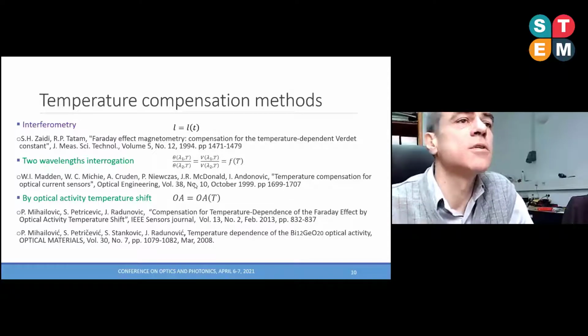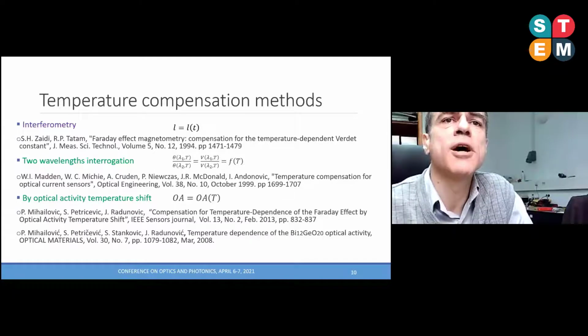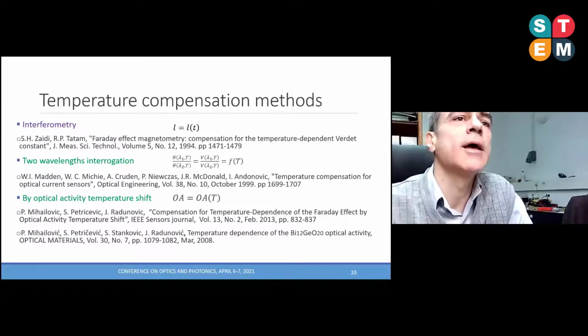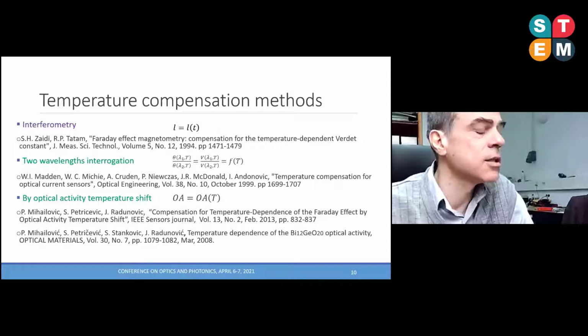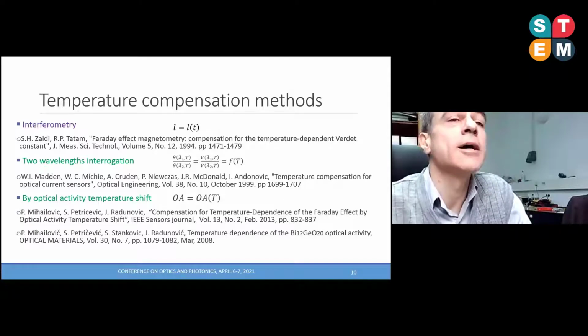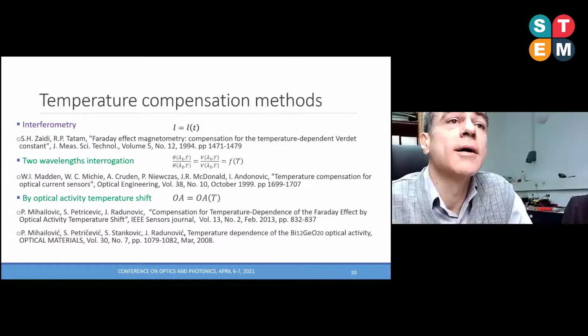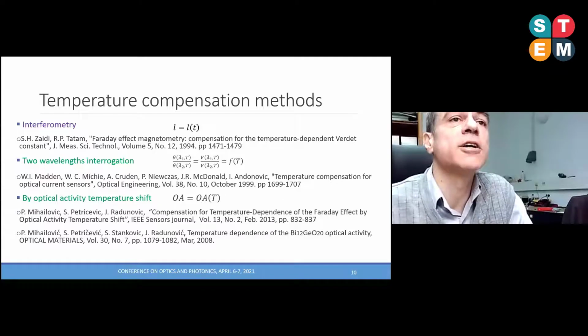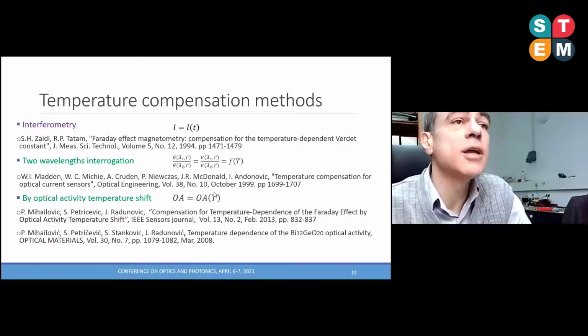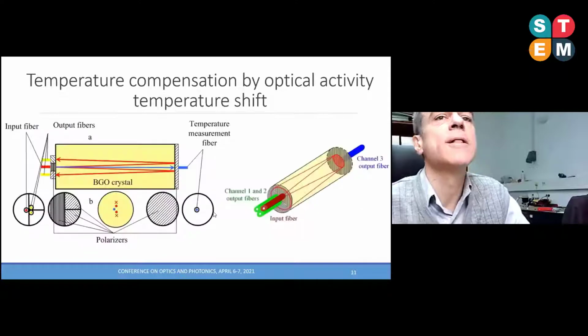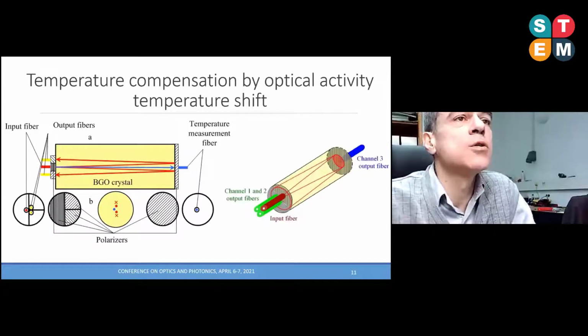And the third method was discovered by us basically because we used bismuth germanium oxide as a Faraday crystal, and bismuth germanium oxide possesses optical activity as well as Faraday rotation. And this optical activity is temperature dependent, so we use optical activity to determine temperature and then use the correct Verdet constant to determine the magnetic field. This solution can also be incorporated into a portable device, and I hope I can show you that with this picture.